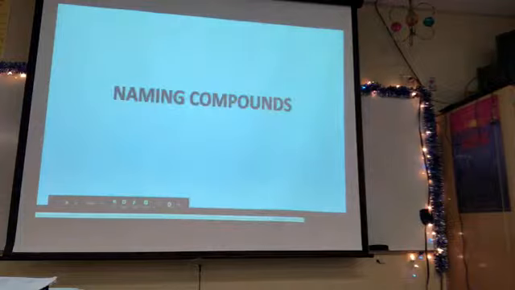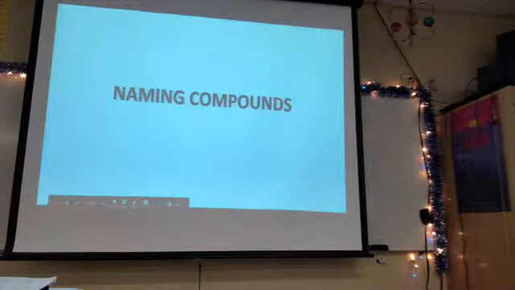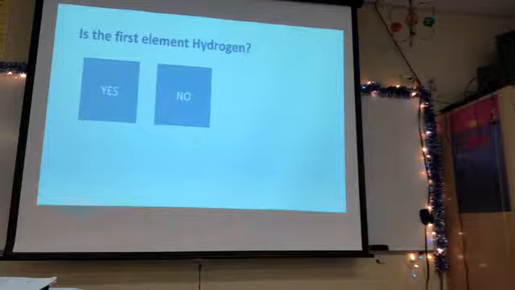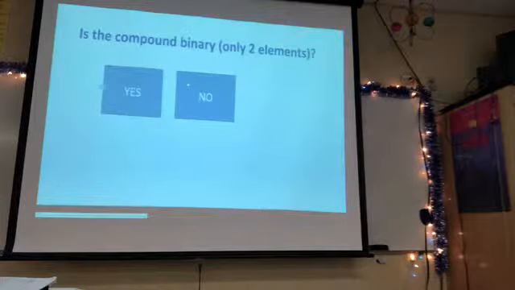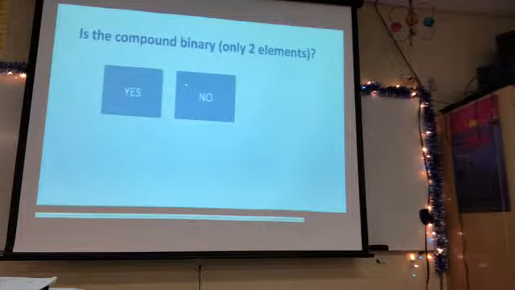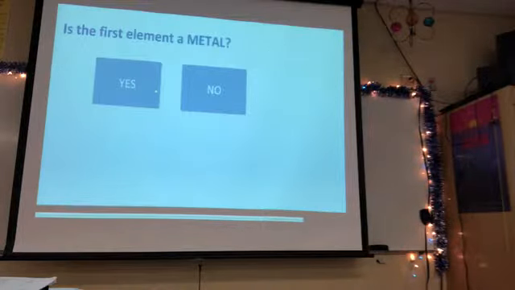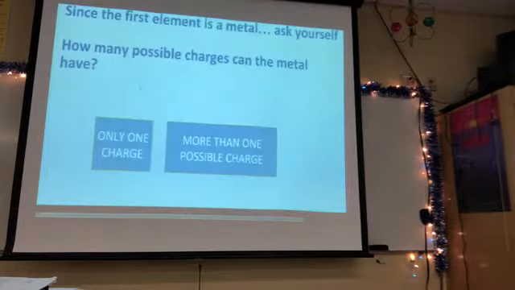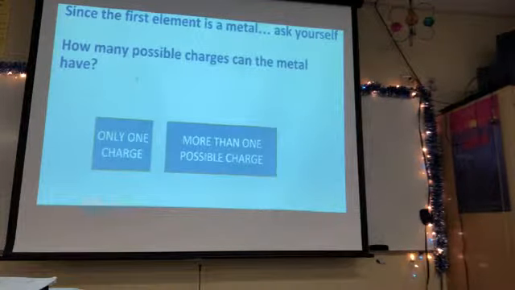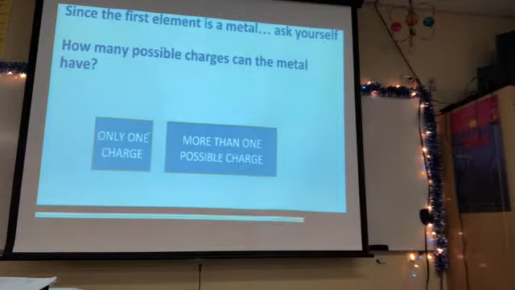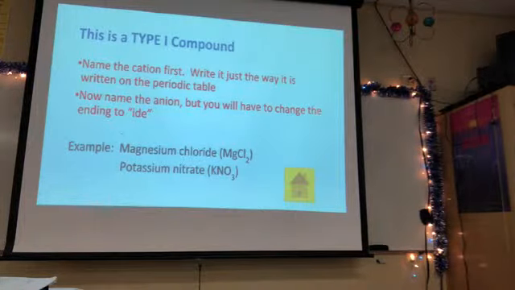So it's naming compounds. You click on it. For calcium and chlorine, CaCl2, was the first element hydrogen? No. Click on no. It's going to take you through the whole series of questions. Is the compound binary? Yes. Is the first element a metal? Yes. Then it says, since the first element's a metal, ask yourself, how many possible charges can the metal have? Only one charge or more than one charge? Only one. So then you go here and it tells you how to name it if you have forgotten.